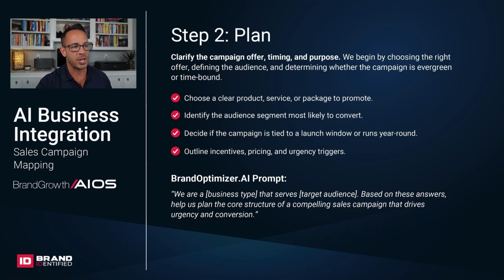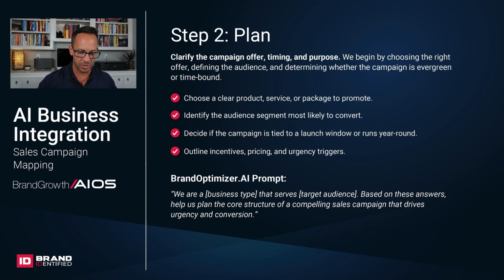So this is the prompt here. You want to insert your business type there, that serves, and insert your target audience. Now, based on these answers, help us plan the core structure of a compelling sales campaign that drives urgency and conversions. So now take this prompt, take the 10 questions from step number 1, and the 10 answers to those questions, and go over to BrandOptimizer.ai.